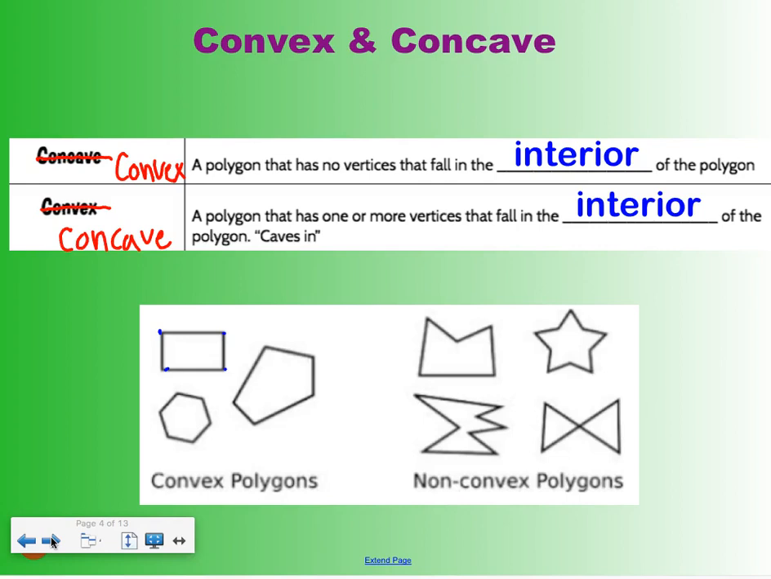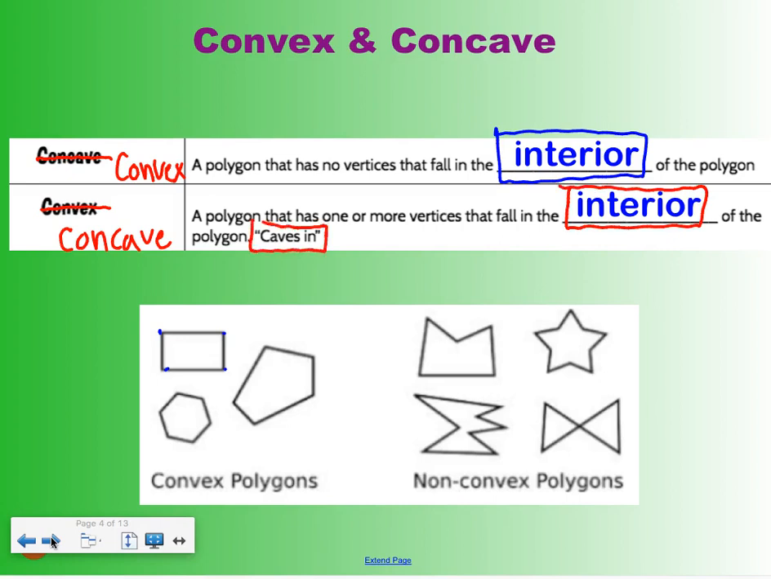But you can classify a polygon by either concave or convex. Let's first talk about convex. And convex is a polygon that has no vertices that fall in the interior of it. So what does that mean? Well, I think it's easier if you see what concave is, and then you'll have a better idea. Concave would have vertices that fall in the interior. Think of it coming in on itself.